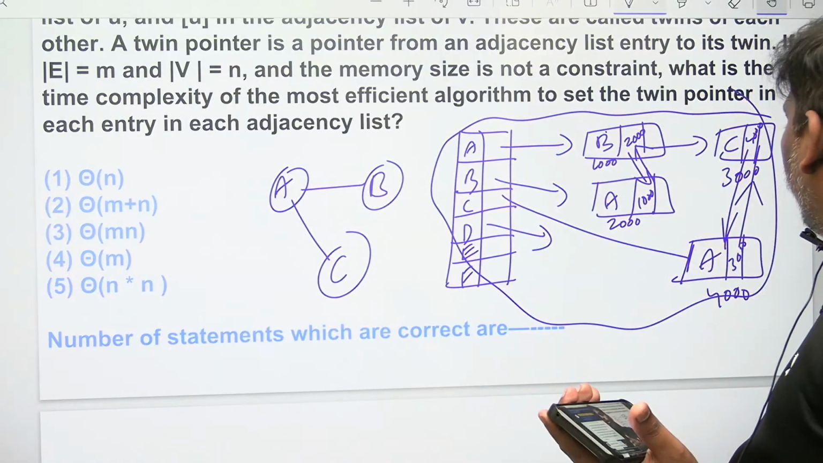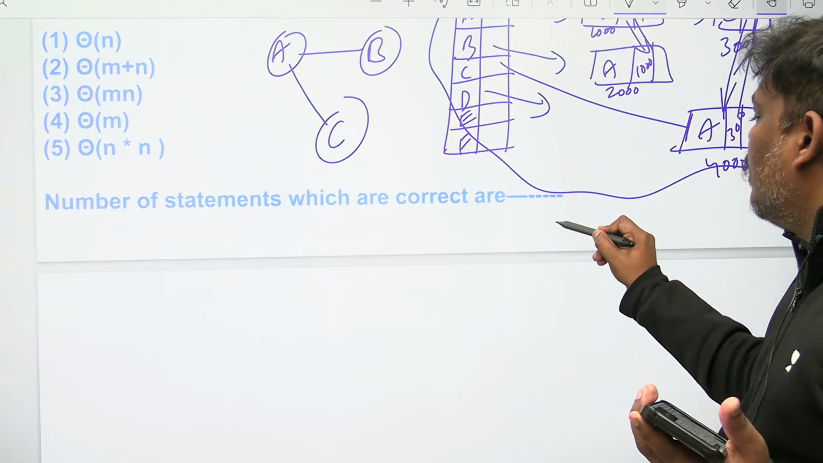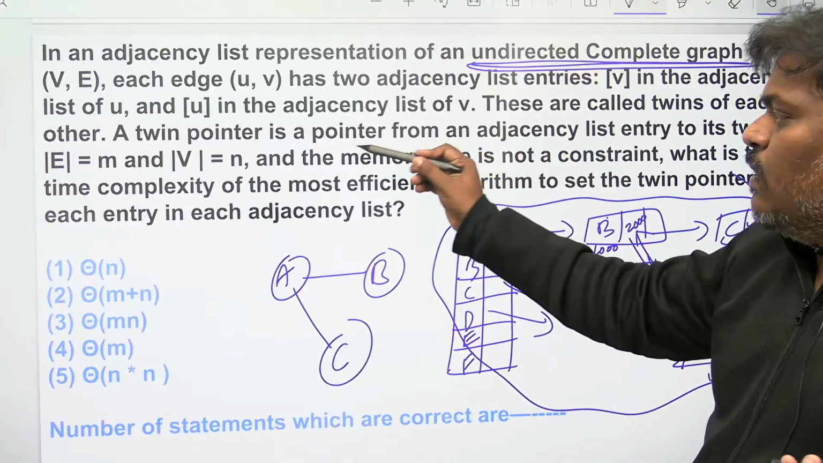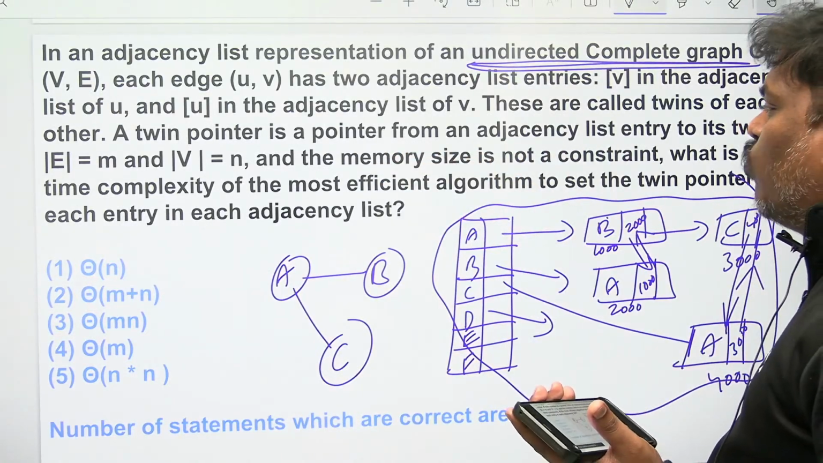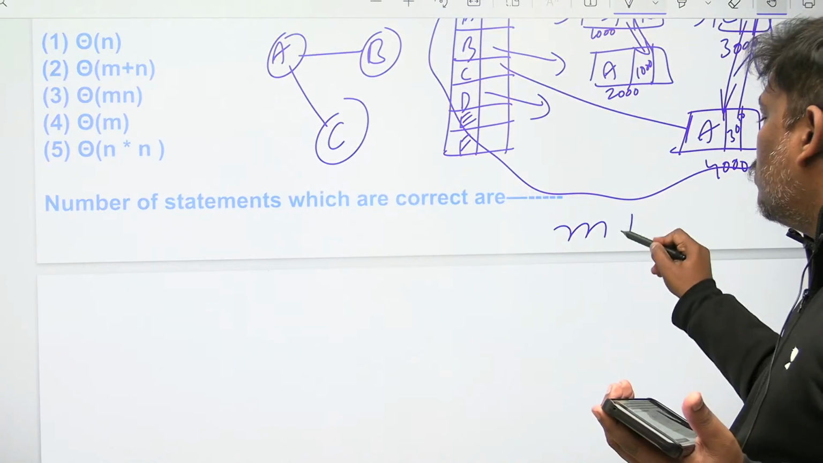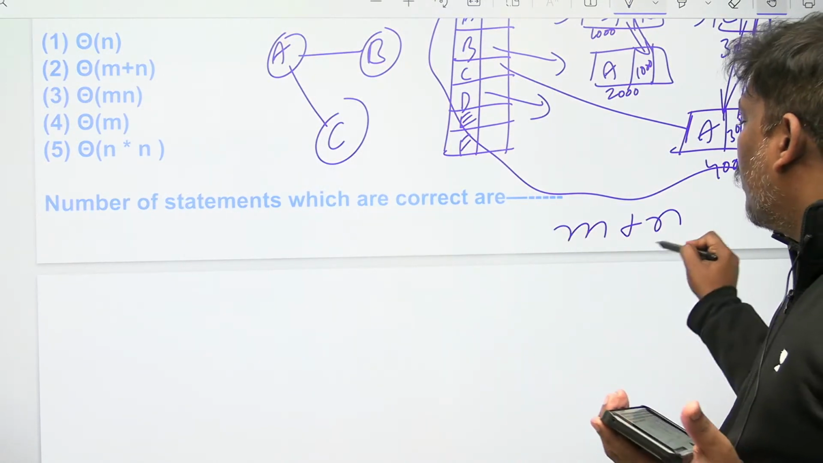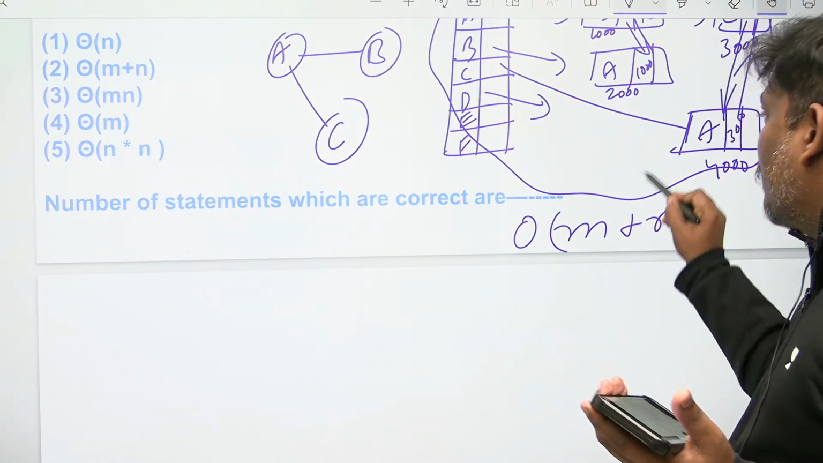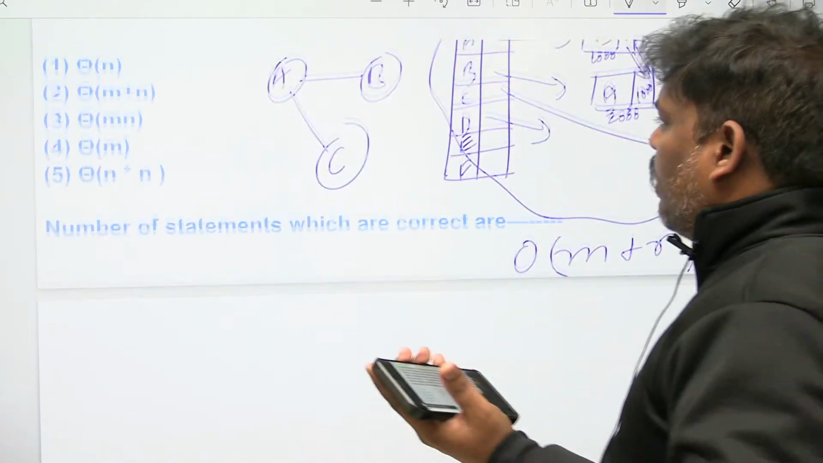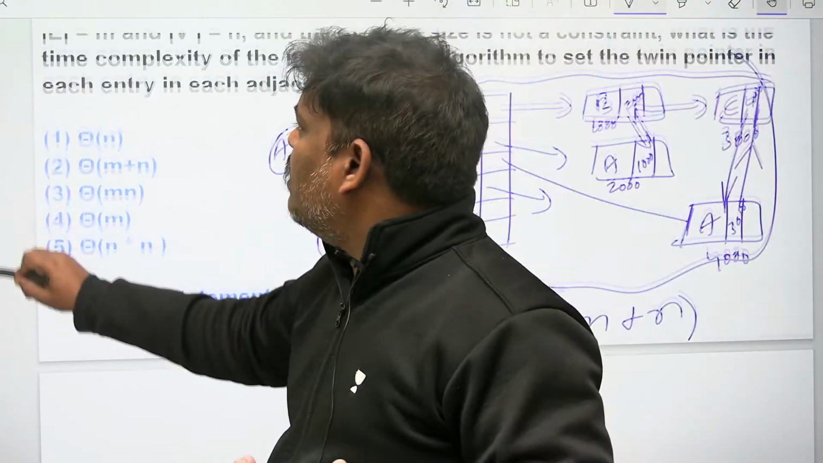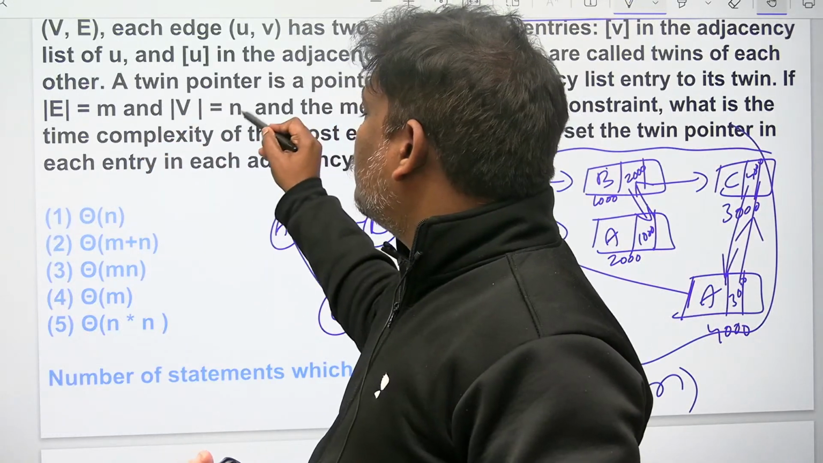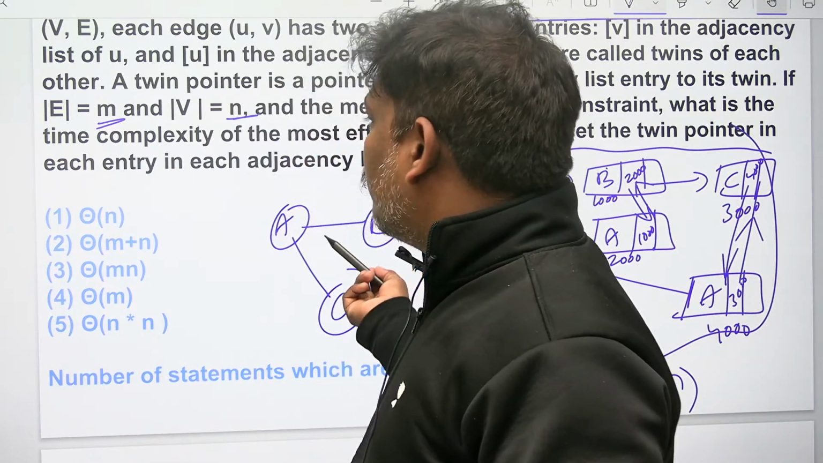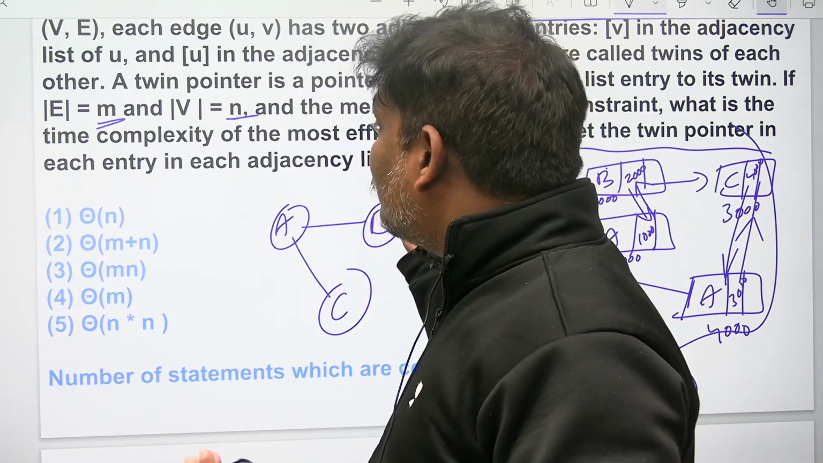One scan means how much time? Everyone knows. One scan in the adjacency list means, how many edges are there? Let's see, M edges and N vertices. One scan will take M plus N. The time complexity of this program is going to be M plus N. M is the number of edges, and N is the number of vertices. Time complexity M plus N, careful.